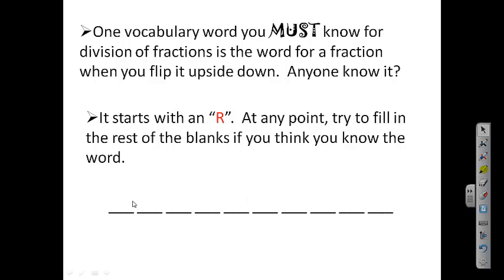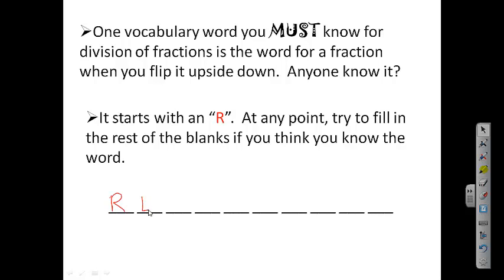One vocabulary word you must know for division of fractions is the word for a fraction when you flip it upside down. Anyone know it? It starts with an R. At any point, try to fill in the rest of the blanks if you think you know the word.